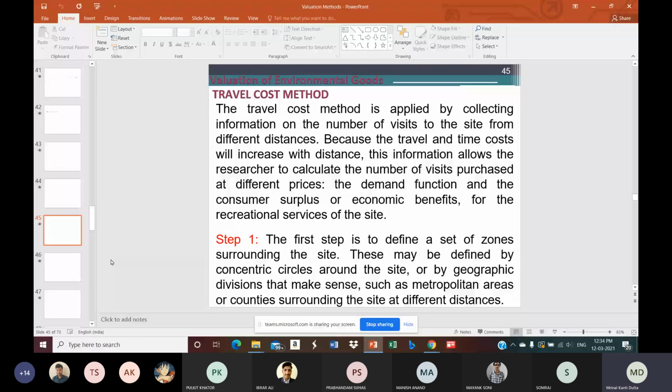And once we can estimate the demand function, from there we can estimate the consumer surplus, and consumer surplus is nothing but the economic benefits.